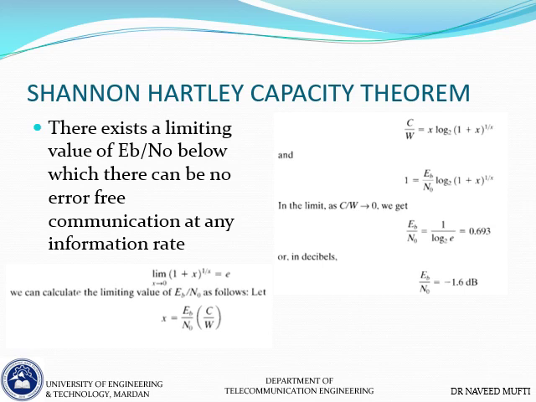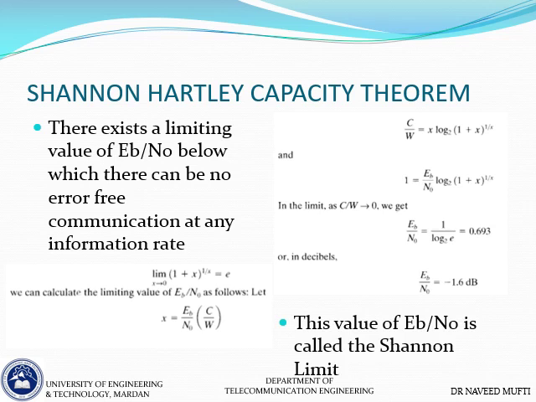So we are left with a value of almost 0.7. That is the numerical value of EB by N naught. And in decibels, EB by N naught is equal to minus 1.6 dB. This is what we derive by applying this series expansion to our derived expression of EB by N naught. This value of EB by N naught is called the Shannon limit. It is the limiting value of EB by N naught, and below this value there can be no error-free communication for any information rate.